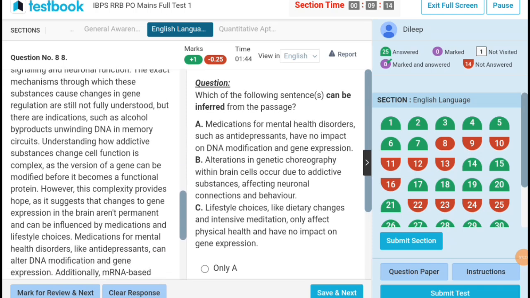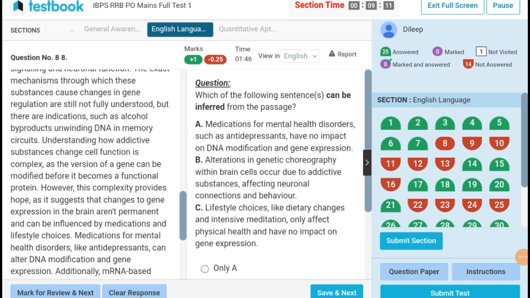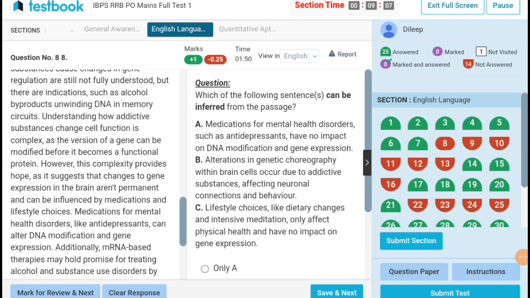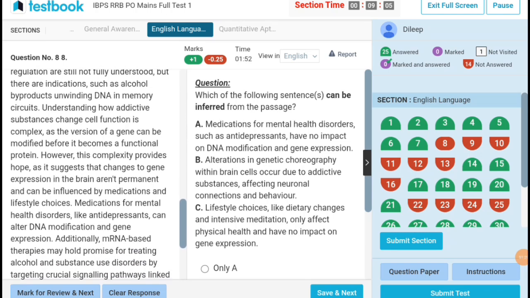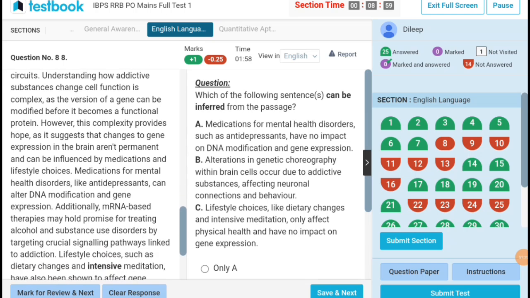The exact mechanisms through which these substances cause changes in gene regulation are still not fully understood, but there are indications such as alcohol byproducts unwinding DNA and memory circuits. Understanding how addictive substances change cell function is complex, as the version of a gene can be modified before it becomes a functional protein.